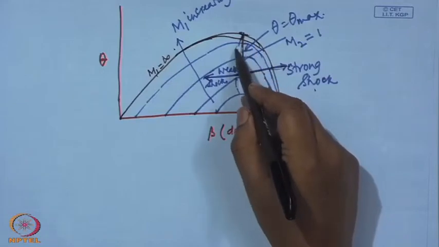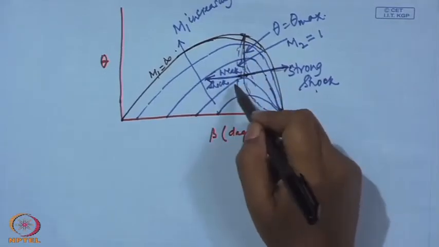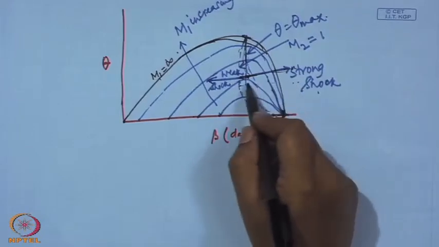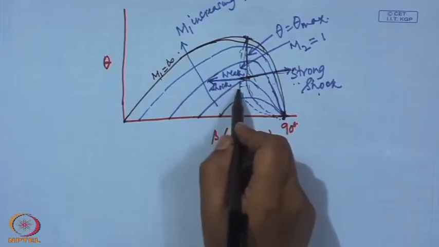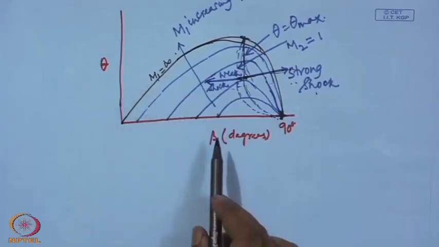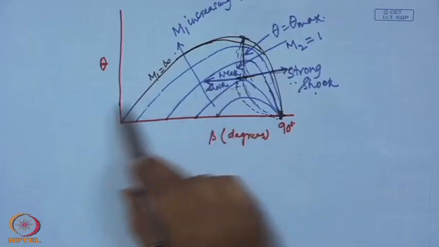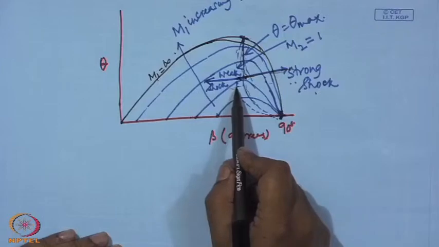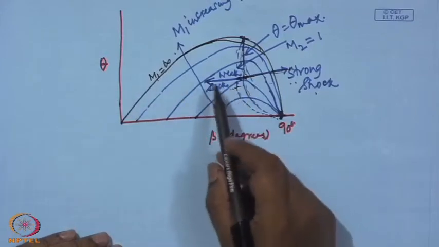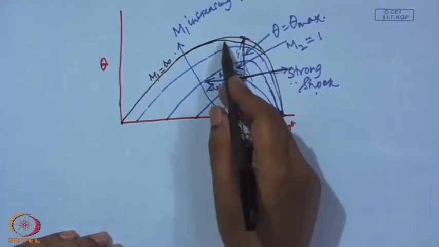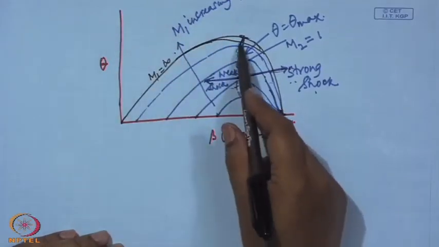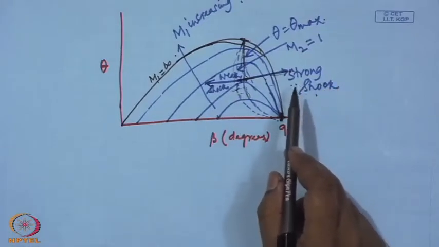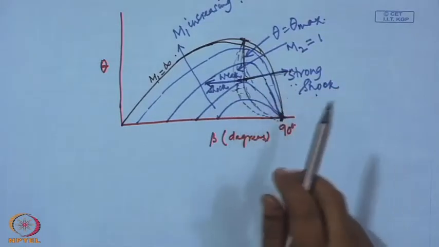Similarly, this is the line corresponding to downstream Mach number 1. For all these values, the downstream Mach number will be less than 1, and for all values to this side, the downstream Mach number will be more than 1, that is, the downstream flow will remain supersonic if the solution corresponds to any point within this part of the curves. Similarly, for this part of the solutions the downstream Mach number is subsonic.